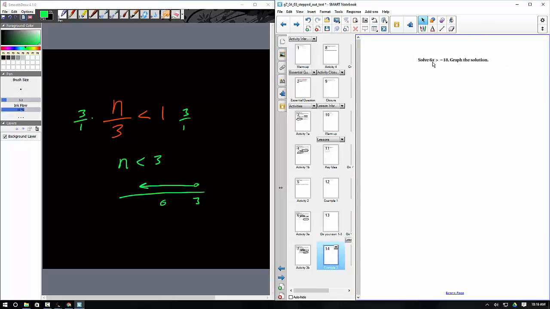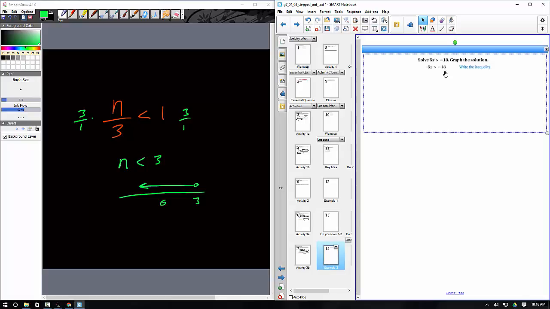Graph this solution. So I have 6x is greater than negative 18. Again, you just do times the multiplicative inverse, so 1/6. This times 1/6, and you get x is greater than negative 3. You then will solve it, I should say, graph it. So I'll have a negative 3, and it's getting bigger. So the negative 3 does not count. It'll be an open circle, and it'll go to the right.